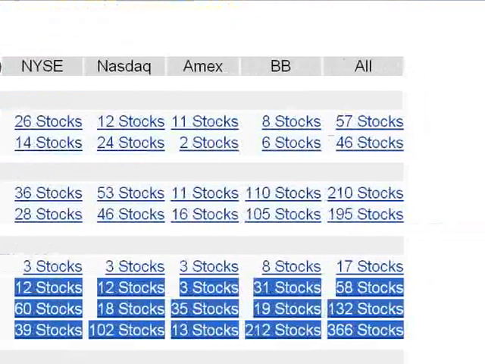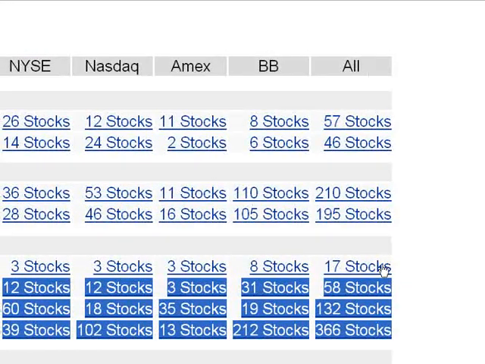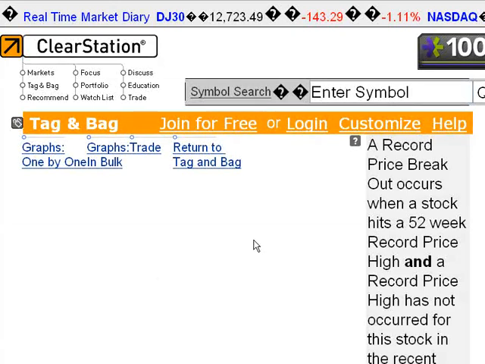column is called All, and you can see All, and right here is the record activity for price breakout. And today, 17 stocks in those stock exchanges have reached all-time highs. So we're going to go ahead and click on that.